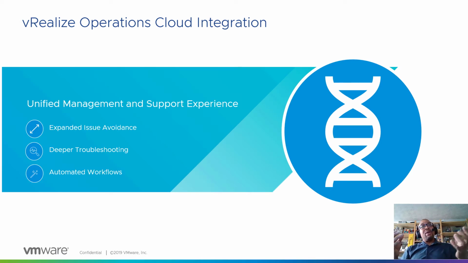So the bottom line is that you now have expanded issue avoidance capabilities where you can use Skyline and vRealize Operations Cloud data together to identify constrained resources. You have access to deeper troubleshooting where Skyline's findings and recommendations can connect you to the environment overview page of vRealize Operations Cloud where you can see the status of your objects, and you can automate workflows by clicking on an object's finding within Skyline and getting recommended actions from the alerts that vRealize Operations Cloud provides.